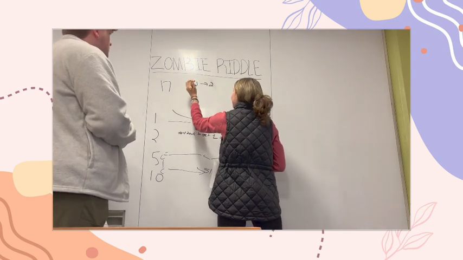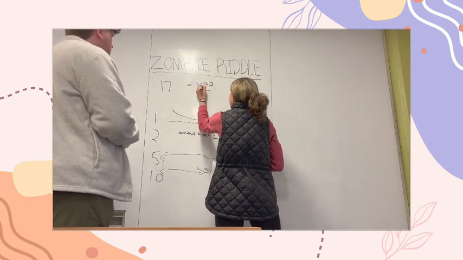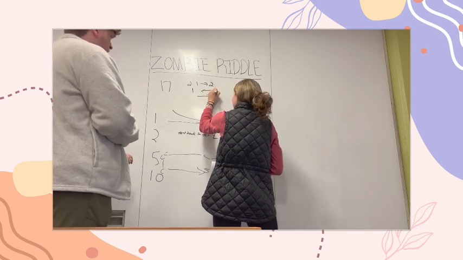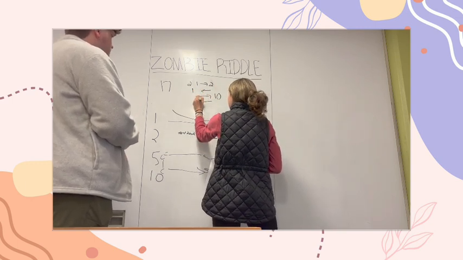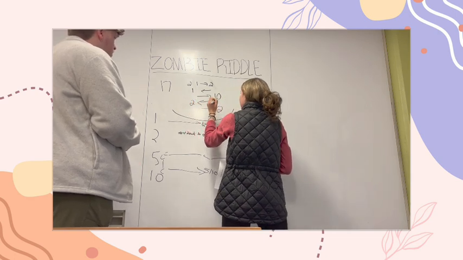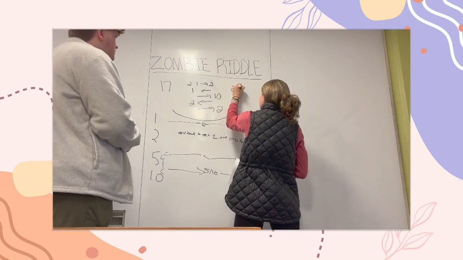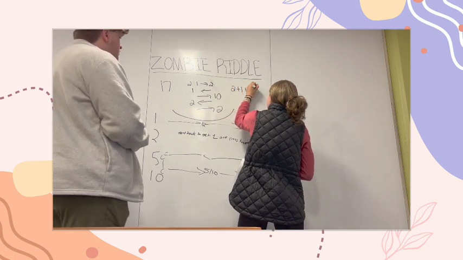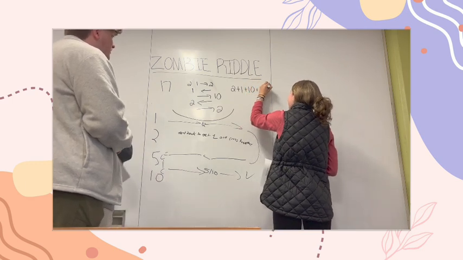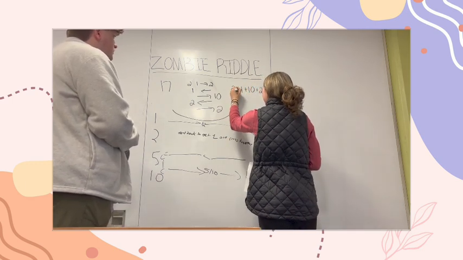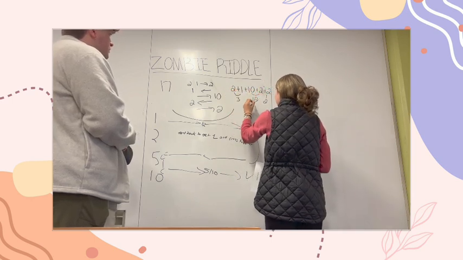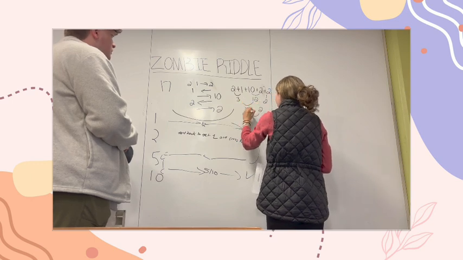And then 1 comes back, so that's 1 minute. And 5 and 10 go, so that's 10. 2 goes backwards, which is 2 minutes. And then 2 and 1 cross the bridge, which is another 2. So 2 plus 1 plus 10 plus 2 plus 2. So 3, and then 13, and then 2. This would be 15 and 2, and that is 17 minutes.